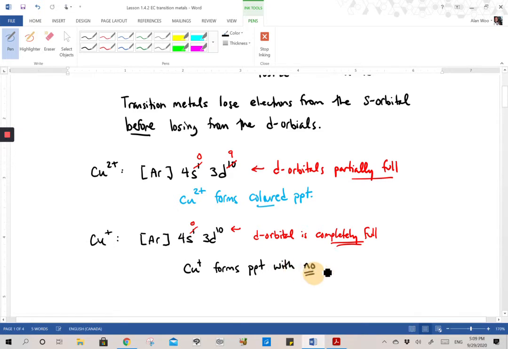No color. In the chemistry world, when there's no color, that precipitate just looks white. And that's the trend that we see. We see that almost all transition metal ions that form precipitates with color have partially filled d orbitals, while transition metals that have either completely empty d orbitals or fully completed d orbitals give you a white color or no color at all.